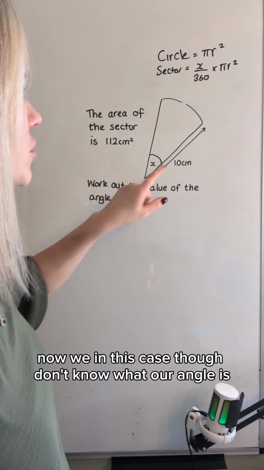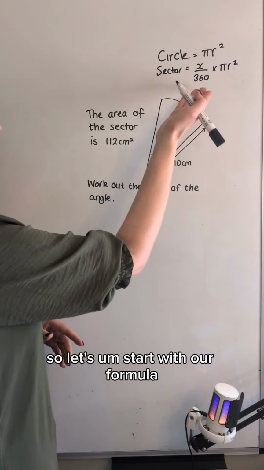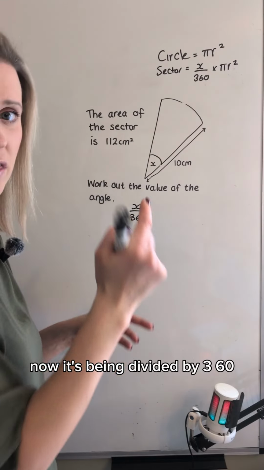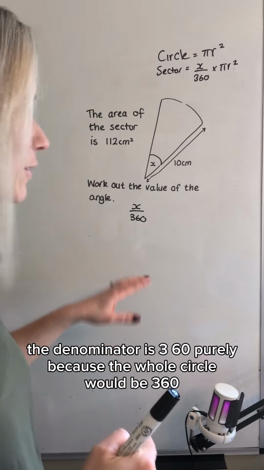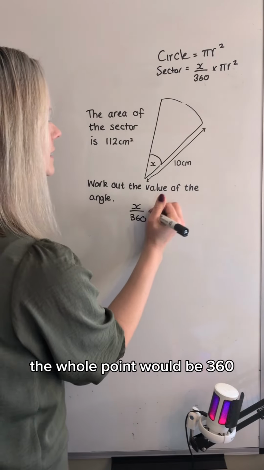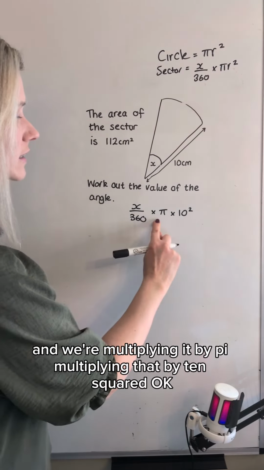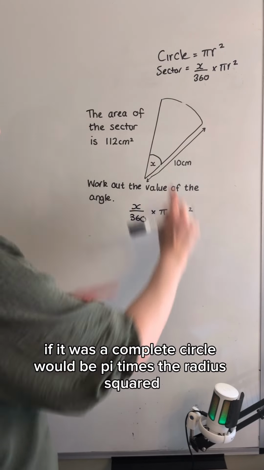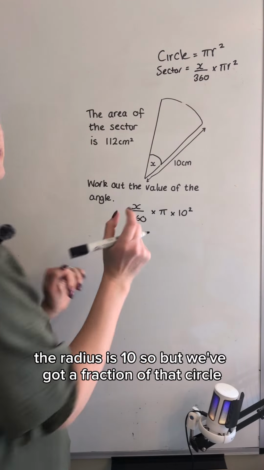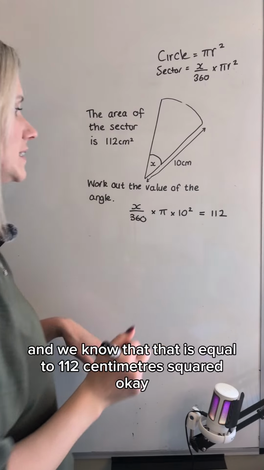In this case, though, we don't know what our angle is. That's what we're trying to work out, but we do know the radius. So let's start with our formula. We have the fraction of the circle, x divided by 360. The denominator is 360 because the whole circle is 360 degrees. And we're multiplying it by pi times 10 squared. If it was a complete circle, the area would be pi times the radius squared. The radius is 10, but we've got a fraction of that circle, and we know that is equal to 112 centimetres squared.